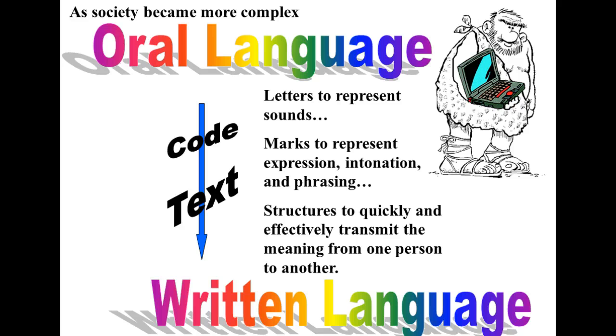As society became more complex, the oral language was not sufficient to keep up with the progress of human society, so written language, something that could be recorded, saved, transmitted, and understood from group to group over time, was developed. Like oral language, it was simply a code to preserve and transmit meaning.